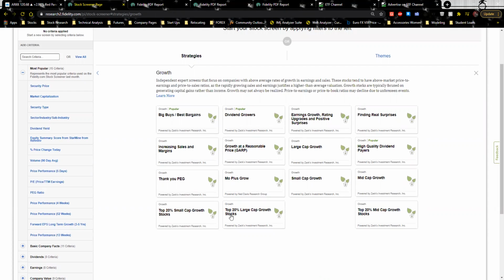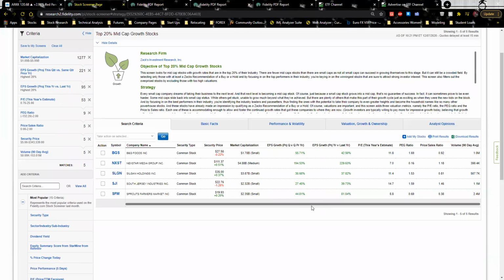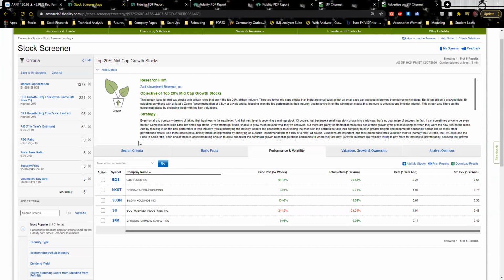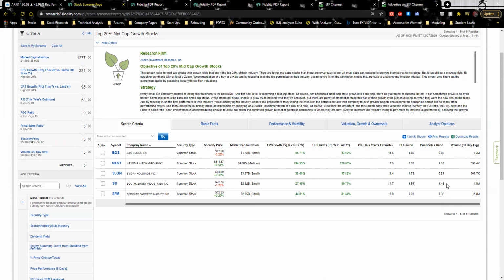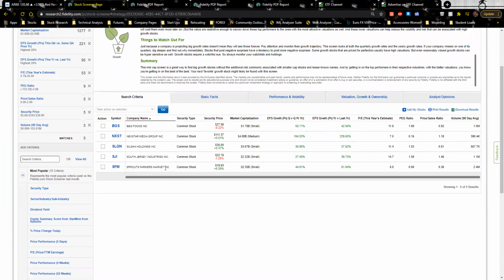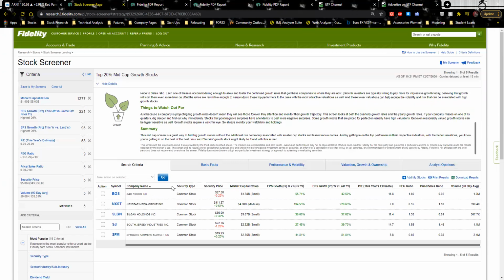Let's say you want to look for real surprises. Such criteria is here. So these are companies that they consider mid cap growth, top 20% mid cap growth stocks. Here you can see the earnings per share growth projected from quarter to projected quarter versus prior year quarter.